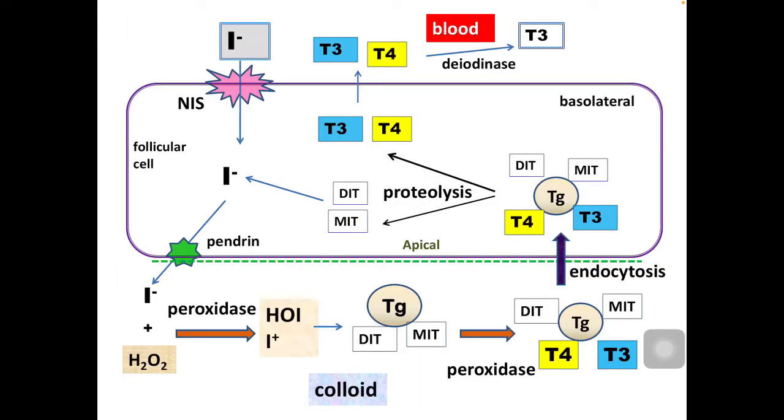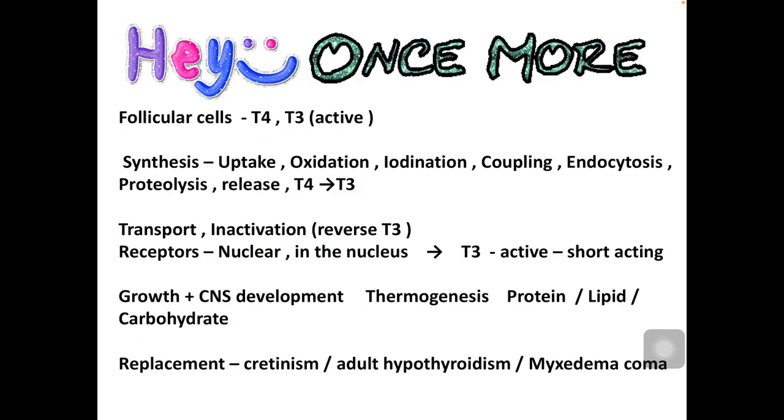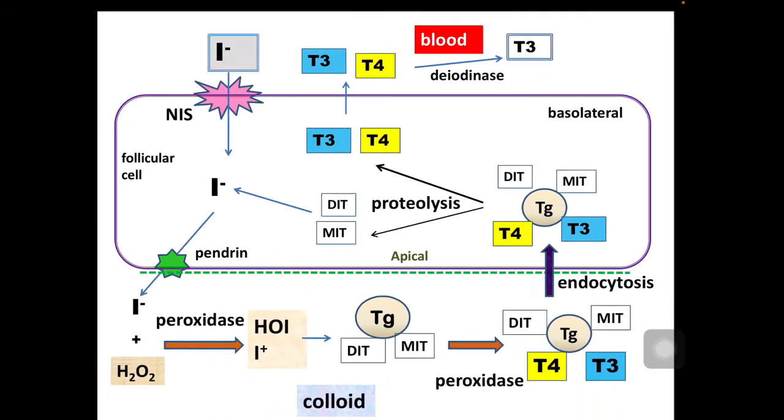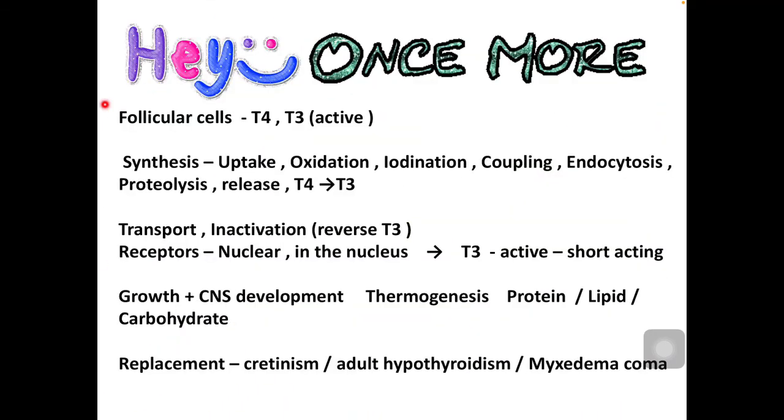So this figure again, it shows the synthesis. This is for revision purpose only. The synthesis, storage and release of thyroid hormones. So once again, follicular cells, just a small revision. The follicular cells of the thyroid gland, they secrete mainly T3 and T4. The T3 is the active form, T4 is mainly the transport form.